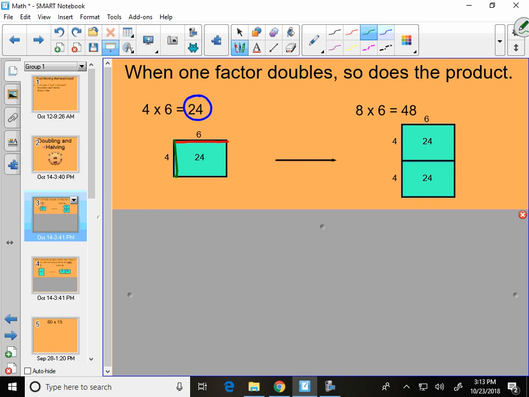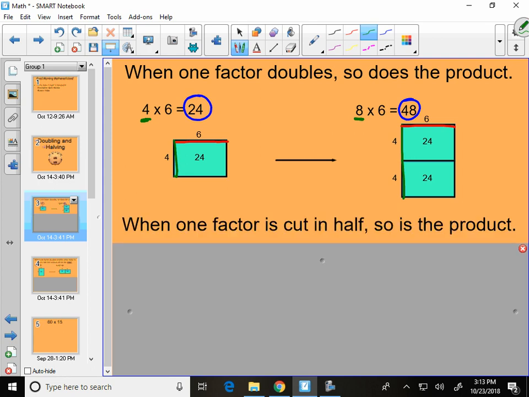So instead of 4 by 6, now I'm doing 8 by 6. So 4 by 6 was 24. If I double one of the sides and make it 8 by 6, the answer doubles as well. So if we double one of the numbers, the product or the answer doubles as well.